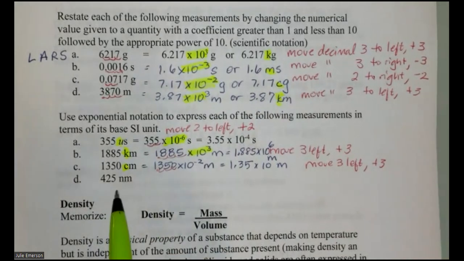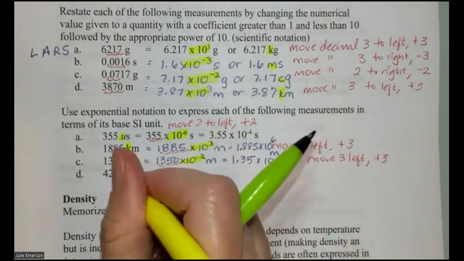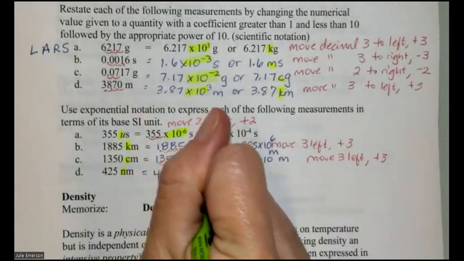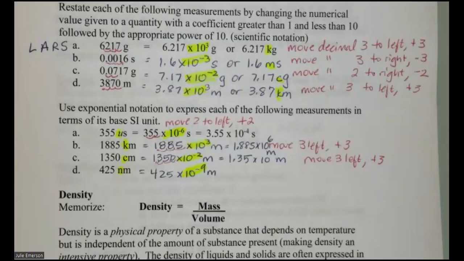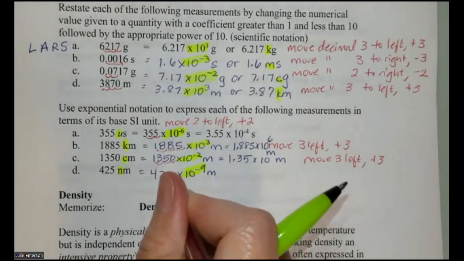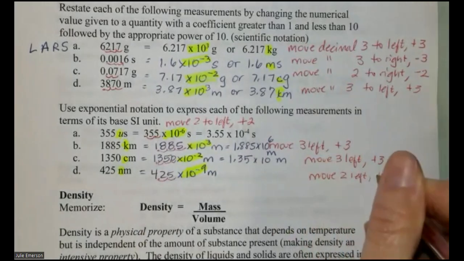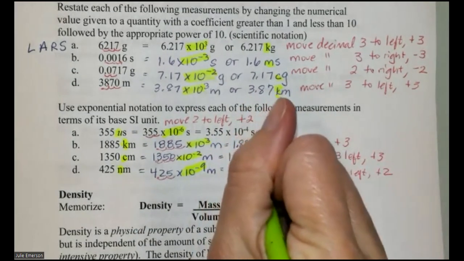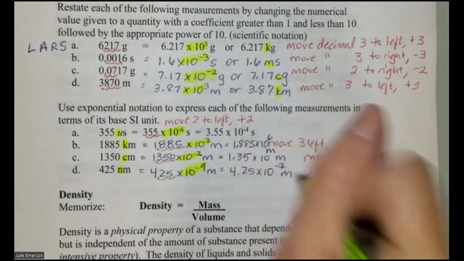All right, last one. 425 nanometers. Okay, so nano is 10 to the negative 9. So we have 425 times 10 to the negative 9 meters. All right, and then proper scientific notation, we're moving it 1, 2 spots to the left, or yep, move 2 to the left. So we're adding 2 to the exponent. So this would be 4.25 times 10 to the negative 9 plus 2, which is negative 7 meters.